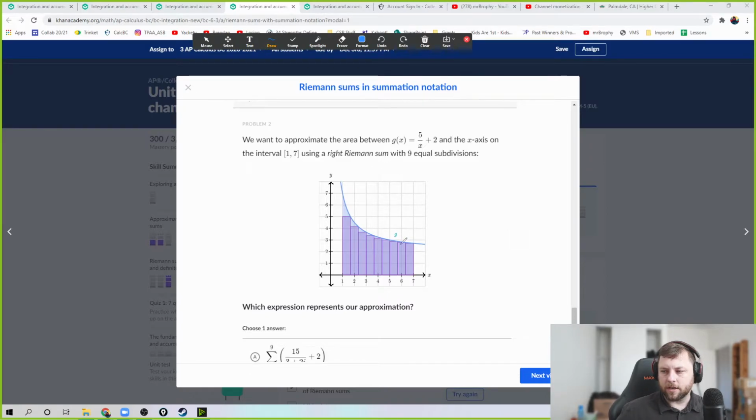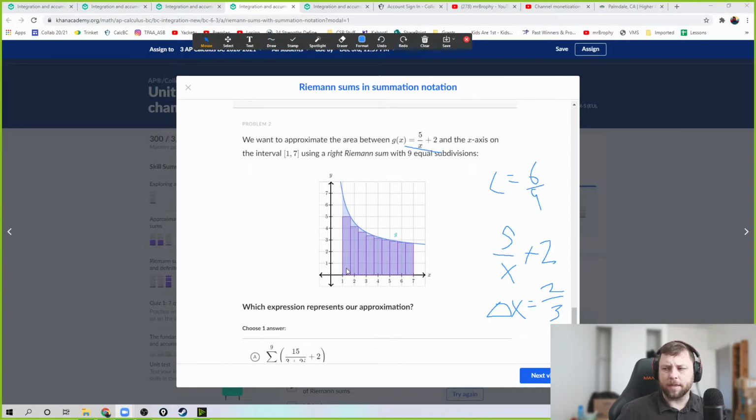So you have 9 equals, you have this function right here. It's going to be 5 over x plus 2. And then we have 9 subdivisions. We're going from 1 to 7. So our length is 6. Say my length is 6. We got 6 divided by 9. My delta x right there is going to be 6 divided by 9, or 2/3.